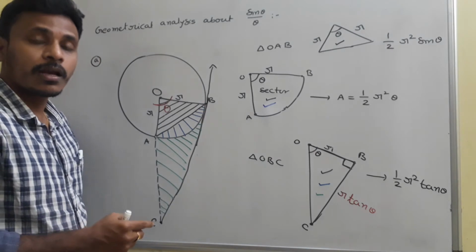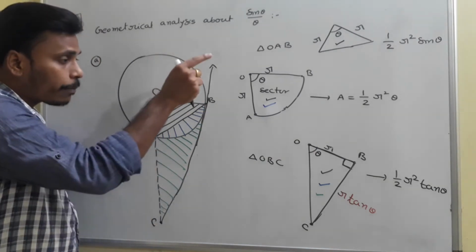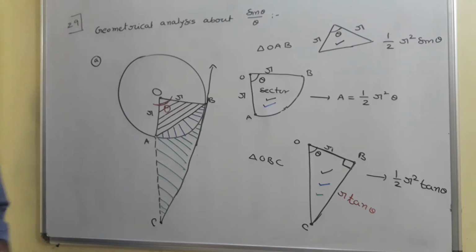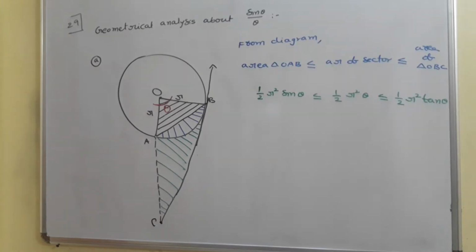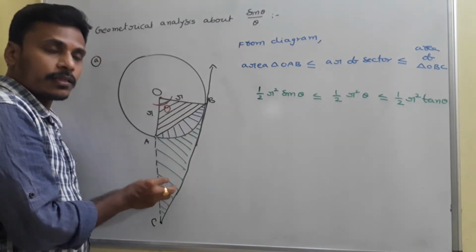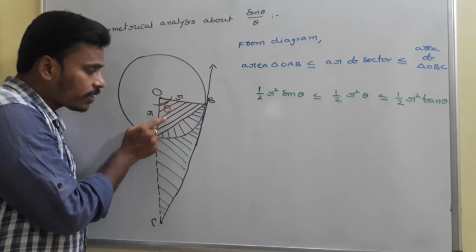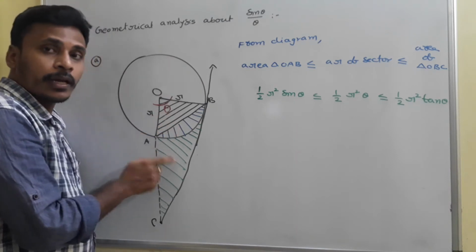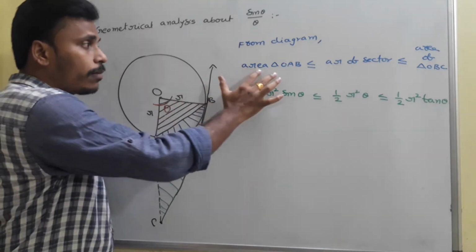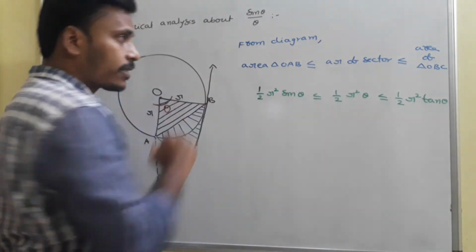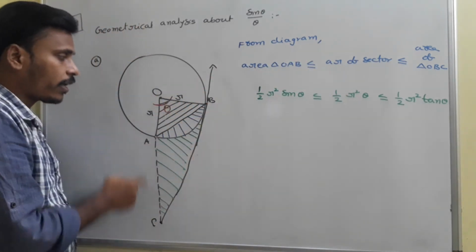First of all, sketch or observe this circle and identify these three areas. After that, just compare these three areas. Then we need to establish the limit. First of all, have a look. From the diagram, it is very clear that the black color is less than black plus blue, which is less than the total. In the sense, the area of triangle OAB is less than or equal to the area of the sector, which is less than or equal to the area of the triangle OBC.